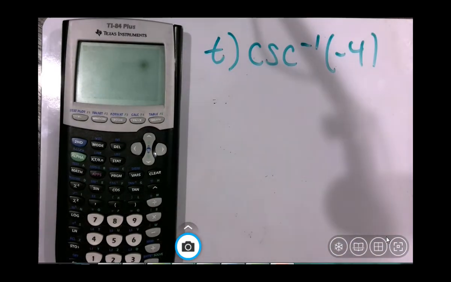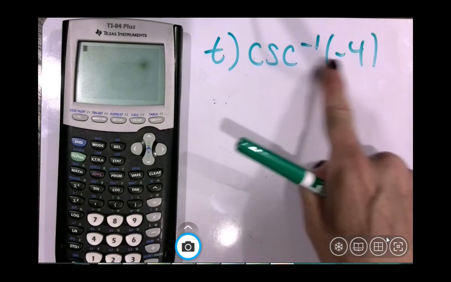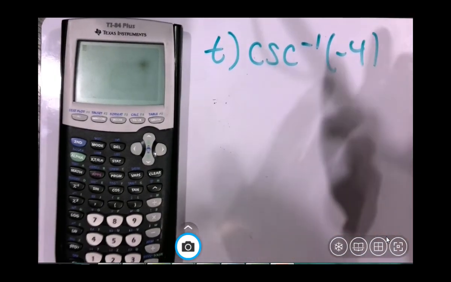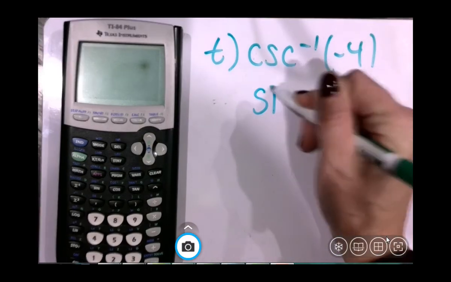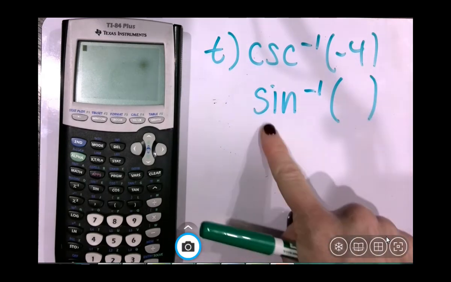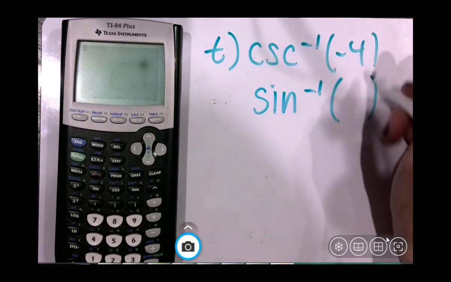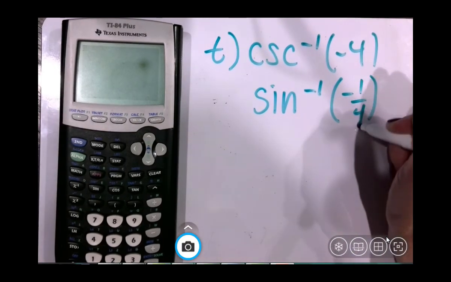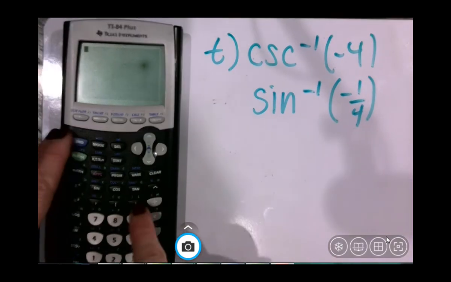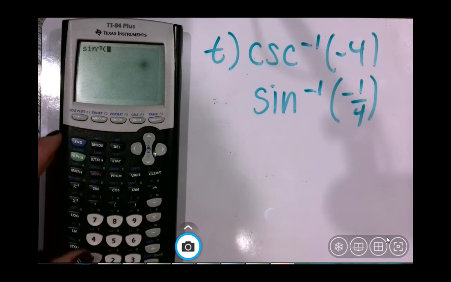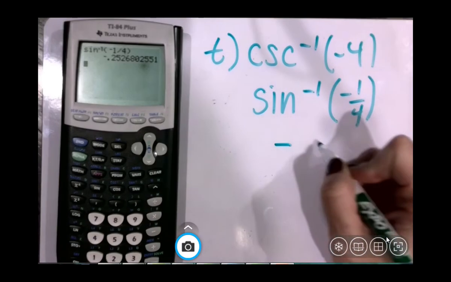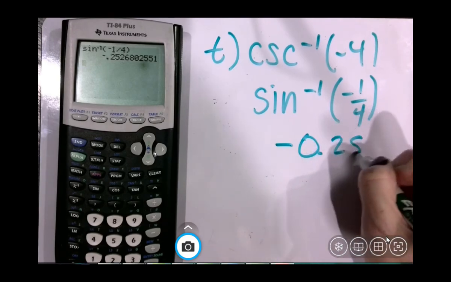Example T is the inverse cosecant of negative 4. So where is the cosecant equal to negative 4? First thing you want to do is change it to sine. So if you're asking where's the cosecant negative 4, it's the same thing as asking where is the sine, the reciprocal of negative 4, so negative 1/4. Again, that is not in the unit circle, so we punch it into our calculator. So you just go second sine, and then you have negative 1/4, and then round it to 2 decimal places, so the answer is negative 0.25.